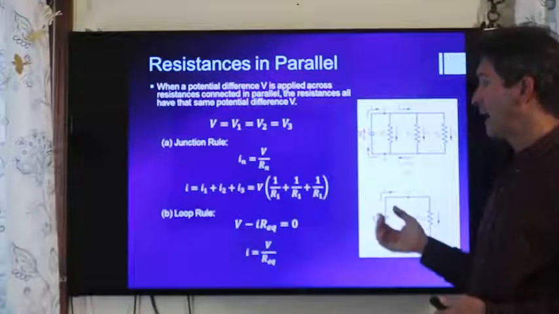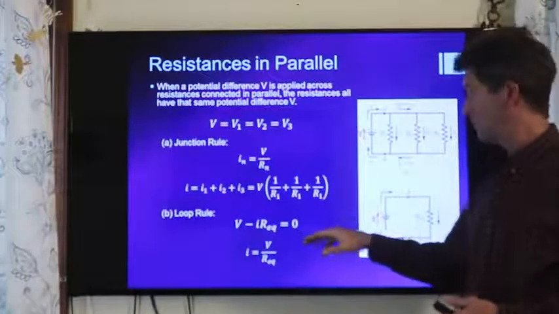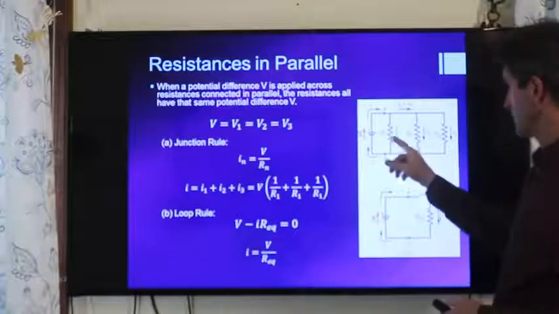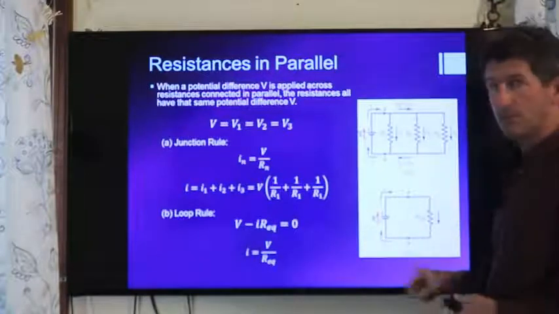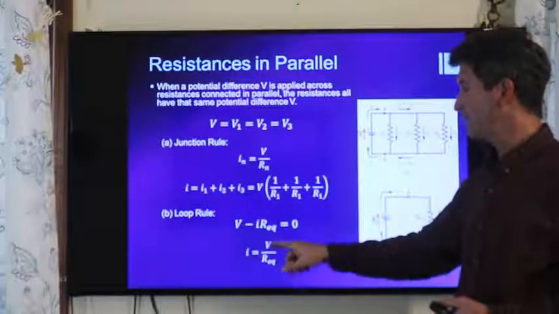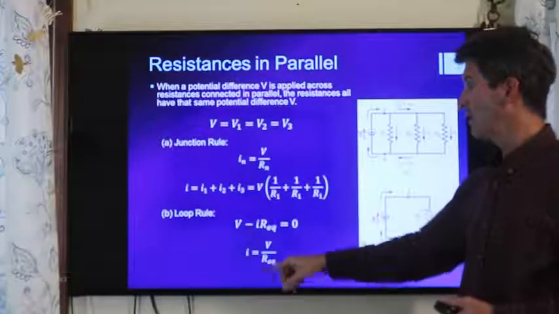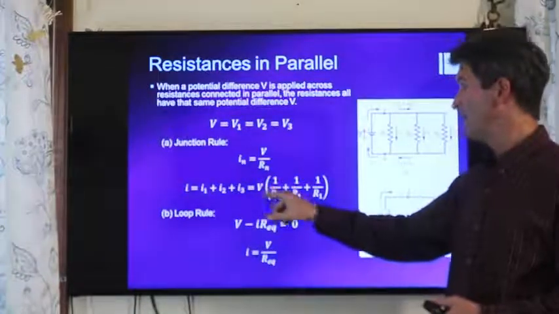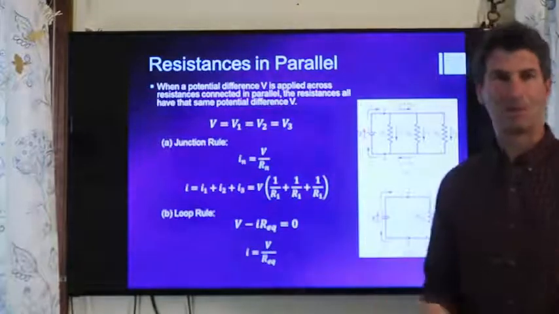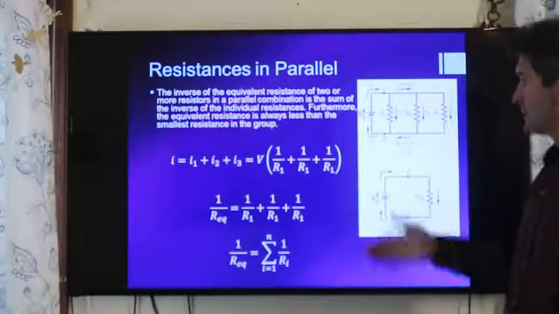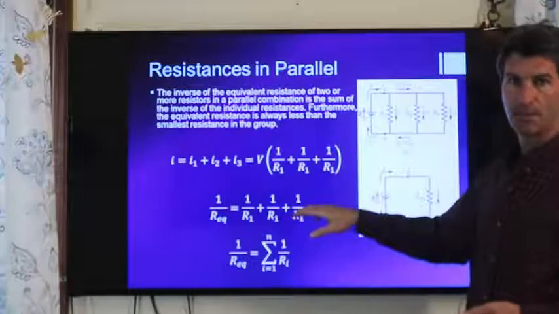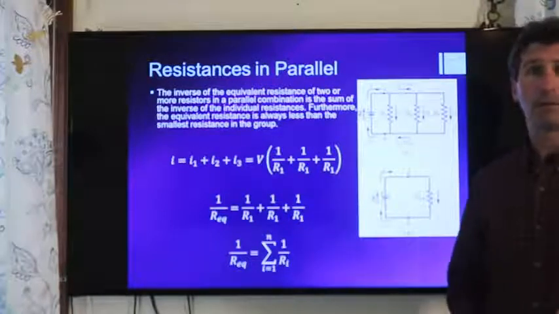Okay? And again, we apply the loop rule. If we go through an equivalent resistor, okay, we replace these three parallel ones with an equivalent resistor, we know I is equal to V divided by Req. I is equal to V over 1 over the sum of the reciprocals. All right? So very simply, this gives us the same result that we already knew for parallel resistors.